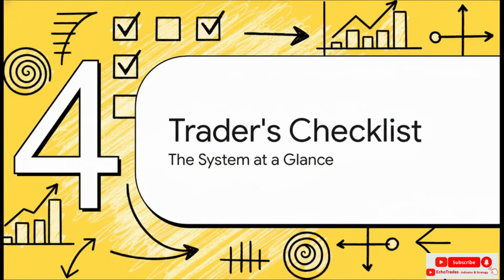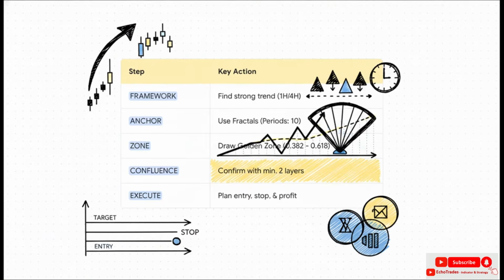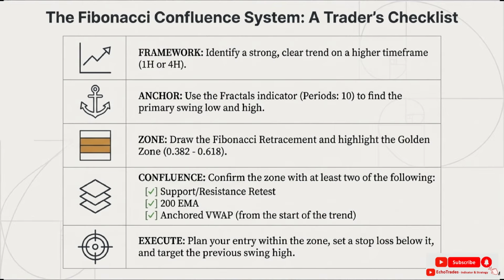Okay, so to make this super easy for you to use right away, we've boiled this entire strategy down into one simple, actionable checklist. Think of it as your pre-flight checklist before taking any trade, so you can follow the rules every single time. Let's just blast through it real quick. Number 1, framework. Is it a strong trend? Yes or no? Number 2, anchor. Use the 10-period fractals to find your start and end points. Number 3, zone. Draw the fib and find that golden zone. Number 4, confluence. Can you find at least 2 other reasons for that zone to hold? And finally, number 5, execute. Set your entry, your stop, and your target. That's it. It's a complete, repeatable process from start to finish.